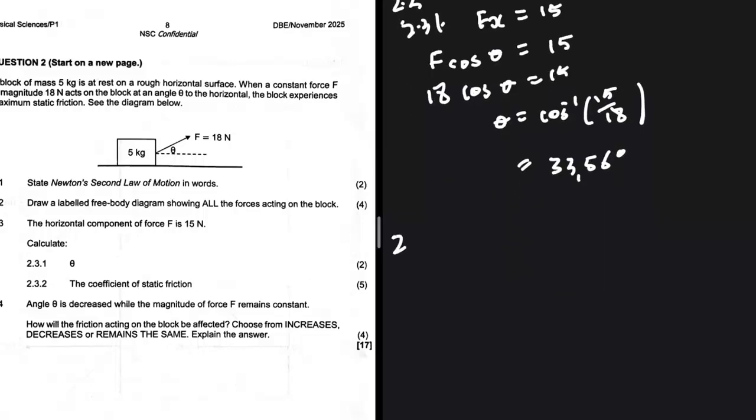2.3.1. Let's take a look at 2.3.2, the coefficient of static friction. Okay, we've solved one question, 2.3.1. We might have forgotten or lost some information as we were solving 2.3.1. So it's quite important for us to go through the question statement once more. A block of mass 5 kg is at rest on a rough horizontal surface. So the block is at rest. When a constant force F of magnitude 18 Newton acts on the block at an angle theta to the horizontal, the block experiences maximum static friction. See the diagram below. So the block is still stationary.